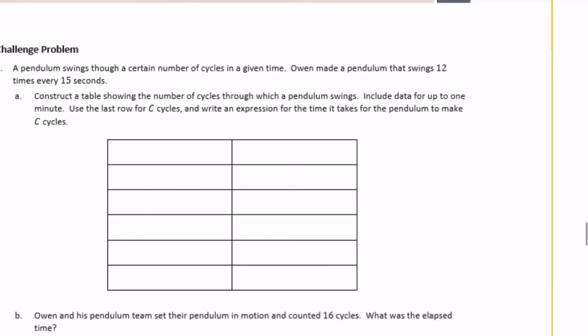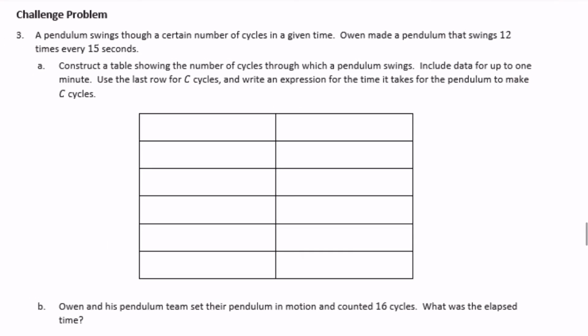And a challenge problem. A pendulum swings through a certain number of cycles in a given time. Owen made a pendulum that swings 12 times every 15 seconds. Construct a table showing the number of cycles through which a pendulum swings. Include data for up to 1 minute. Show the last row for C cycles and write an expression for the time it takes for the pendulum to make C cycles.